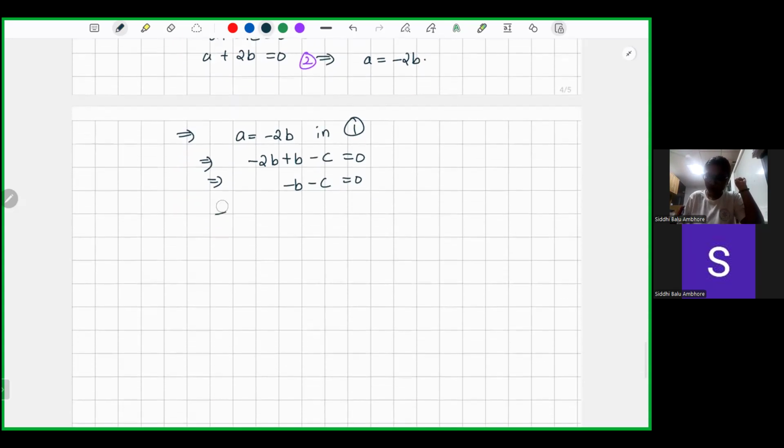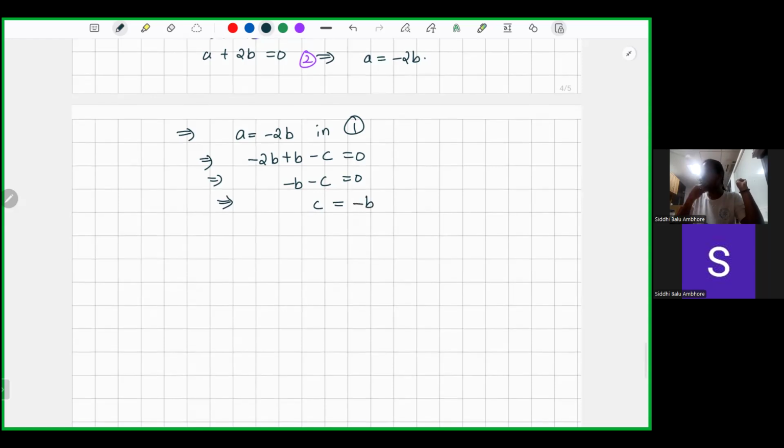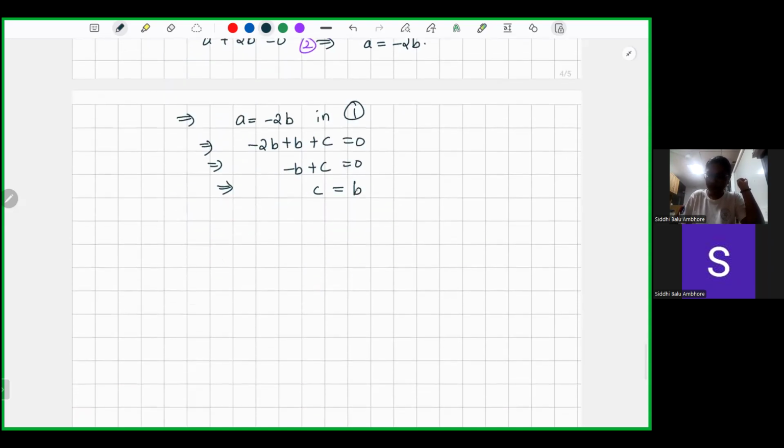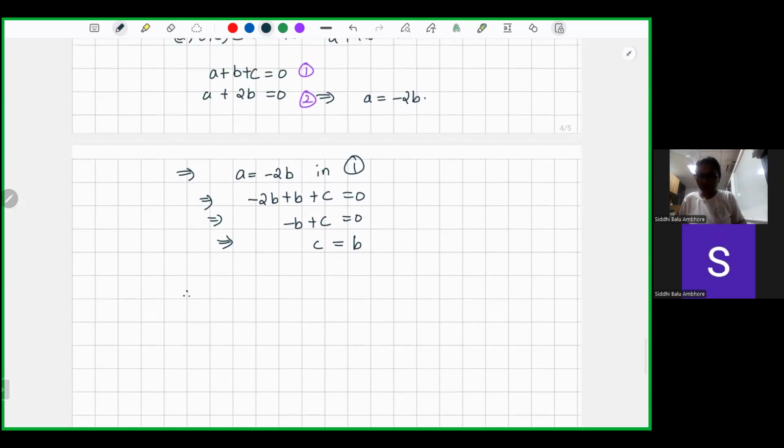So C becomes B in that case. I hope I'm correct. Sorry, it is A plus B plus C is 0, so yes, C becomes B then. And therefore, we have these two conditions: A is equal to minus 2B, C is equal to B.